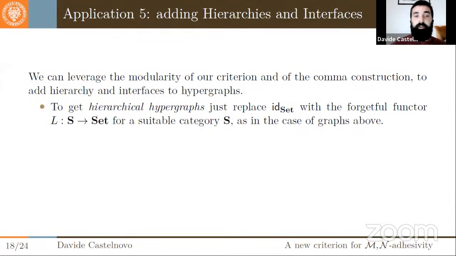And we can leverage the modularity of our criterion and of the common construction to add hierarchy and interfaces to hypergraphs. So to get a hierarchical hypergraph, we can just replace the identity on Set with the forgetful functor from some suitable category of structured sets, exactly as in the case of graphs.